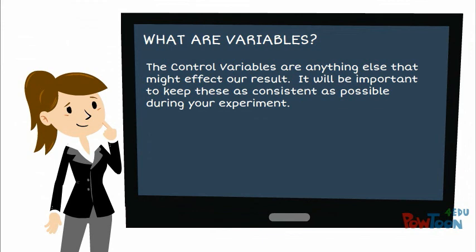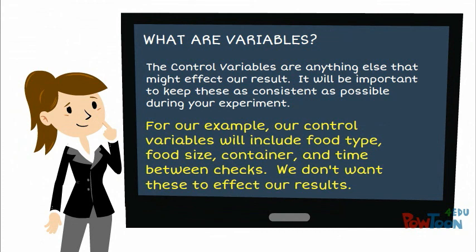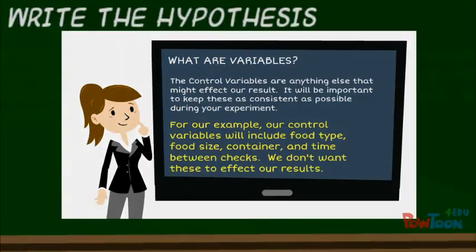It will be important to keep these as consistent as possible during your experiment. For our experiment, our control variables will include food type, food size, container, and time between checks. We don't want these to affect our results.